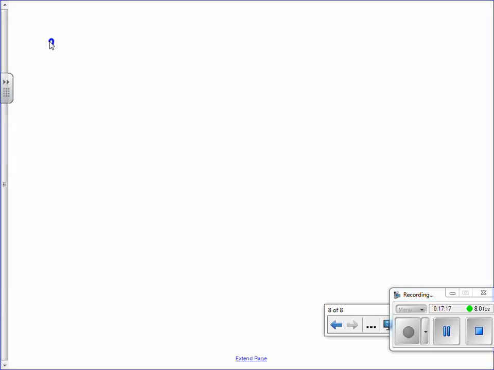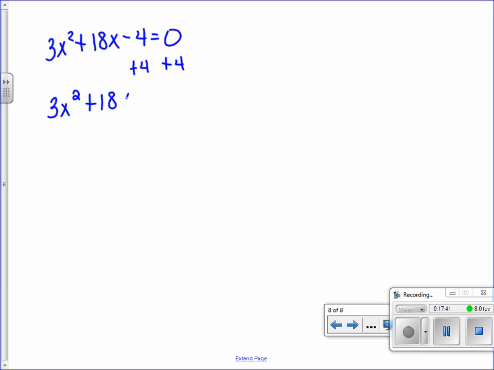3x squared plus 18x minus 4 equals 0. What's step 1? Add 4. Yes, add 4. Right. Okay, so I'm going to add 4. And I'm going to have 3x squared plus 18x equals 4.